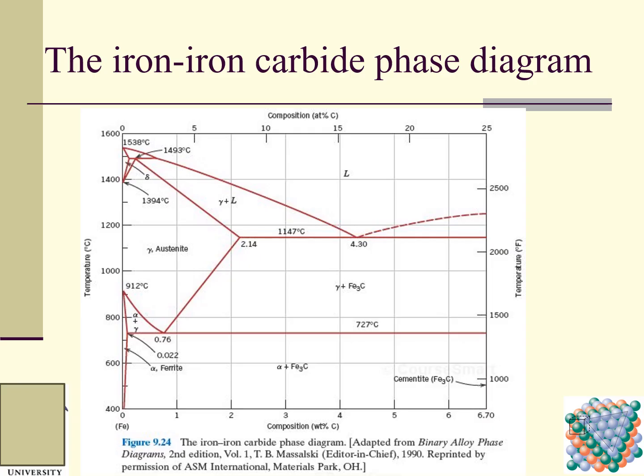So this is the alpha plus Fe3C, and this is gamma plus Fe3C. Some students might ask, Donna, what about the composition beyond 6.70? Beyond 6.70, we will not call this a steel. We call it graphite. All right, we will talk about this one later. Any questions regarding this phase diagram?